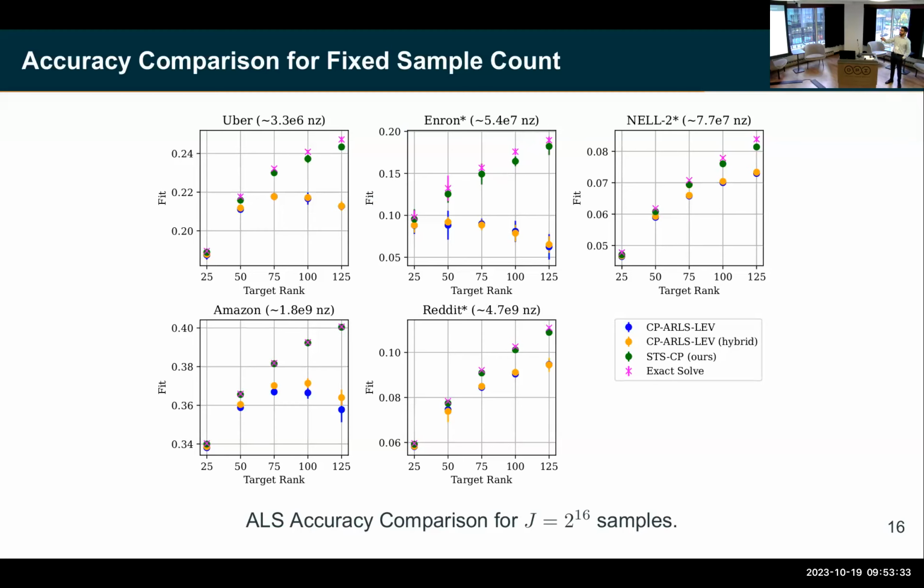Yeah, I think especially at high rank, this effect becomes very manifest. I'd like to highlight this Enron tensor, which I think is particularly ill-behaved, whereas if you keep the sample count constant, you actually see a degradation in the fit.